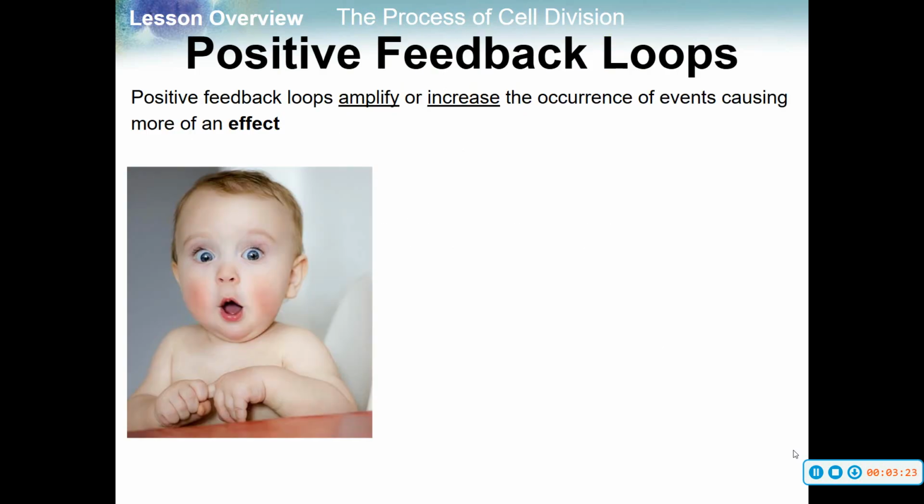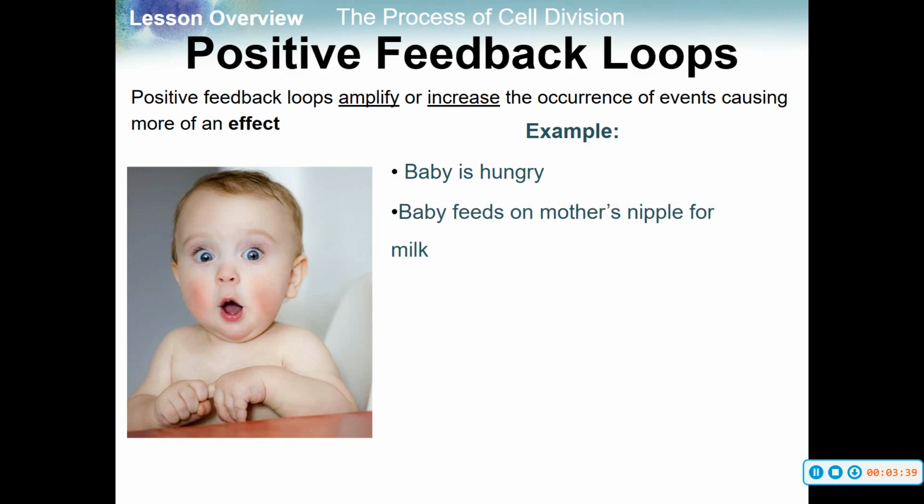So, positive feedback loops are any types of things or any events that we're going to do more of so we can get some type of effect. So, here is an example of a situation where a positive feedback loop occurs. Let's say a baby is hungry, and the baby will then latch on to mom's breast so he or she can feed off of mom's milk.